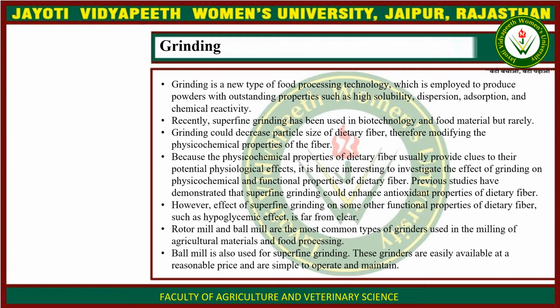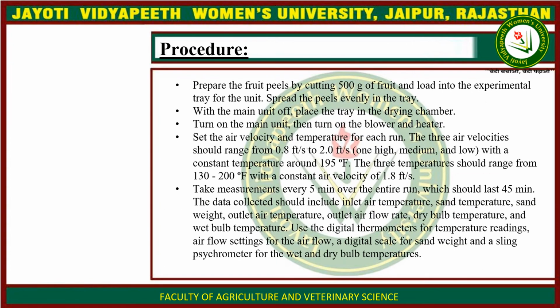However, the effect of superfine grinding on some other functional properties of dietary fiber, such as hypoglycemic effect, is far from clear. Rotor mill and ball mill are the most common types of grinders used in the milling of agricultural materials and food processing. Ball mill is used for making superfine grinding. These grinders are easily available at reasonable price and are simple to operate and maintain.